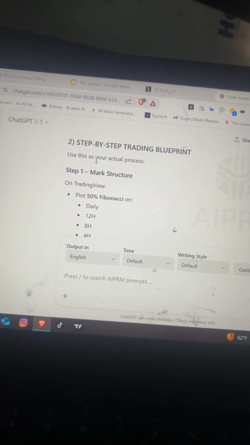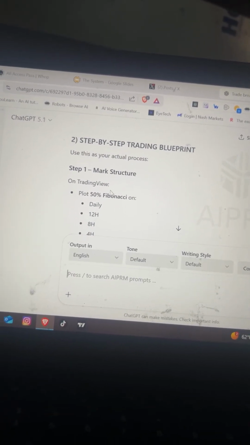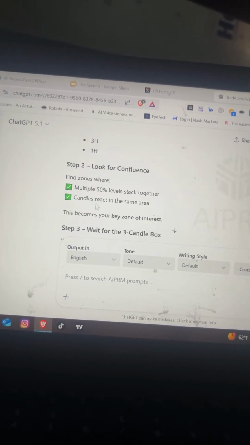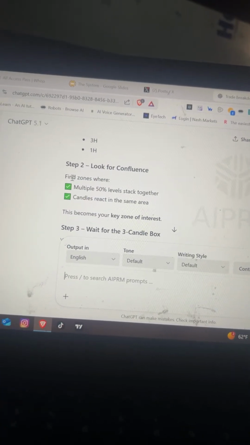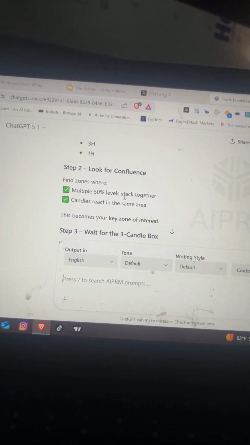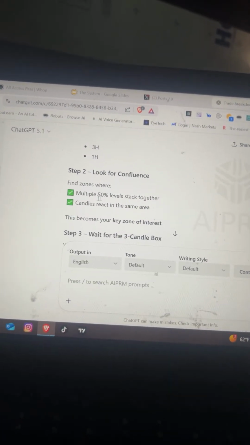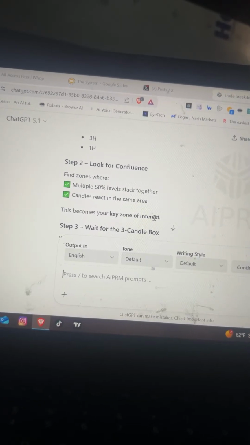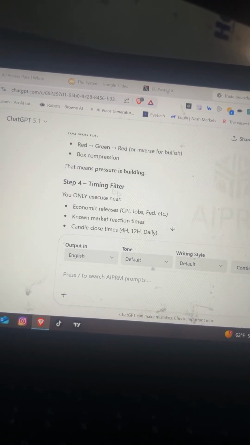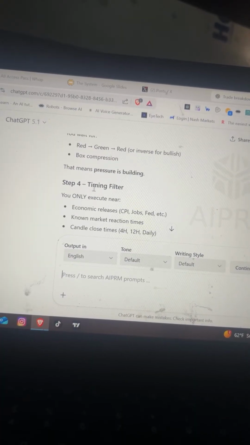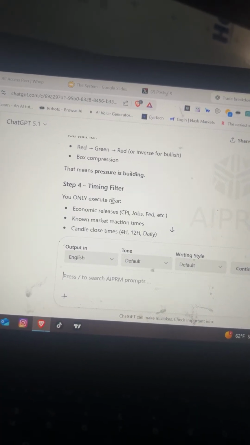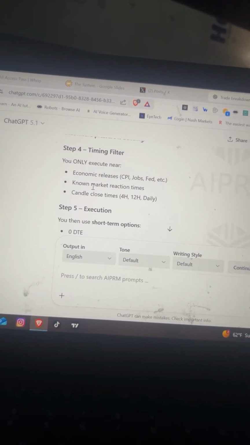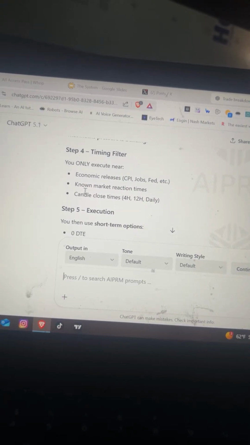Step-by-step trading blueprint. Mark structure on TradingView, the 50 Fibonacci on every time frame. Yup. Look for confluence, find zones where multiple 50 Fibonacci stack together. Candle reaction at the same area. This becomes a key zone of interest. Wait for the three candle box. Timing filter, you only execute near economic releases, CPI, jobs, Fed. No market reaction timing, which I fucking do.